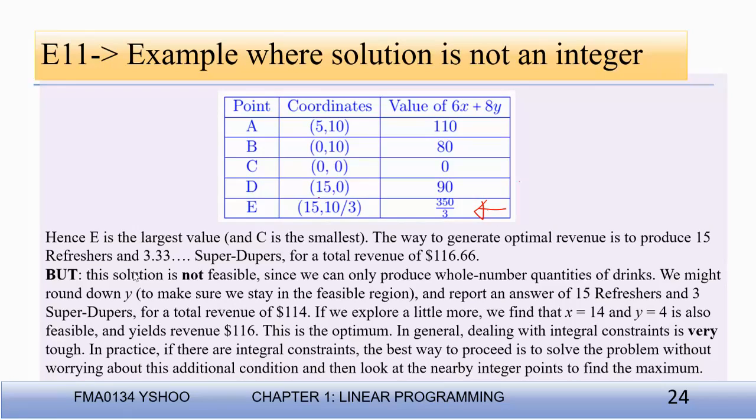In general, dealing with integer constraints is very tough. In practice, if there is an integer constraint, the best way to proceed is to solve the problem without worrying about this additional constraint, then look at the nearby integer points to find the maximum. So if you really encounter such problems, like just now where you had 3.33, then you just round down. You cannot round up, because when you round up, you are already out of the feasible region.